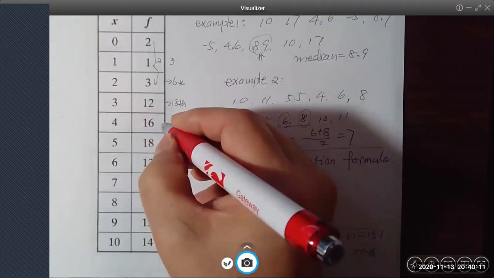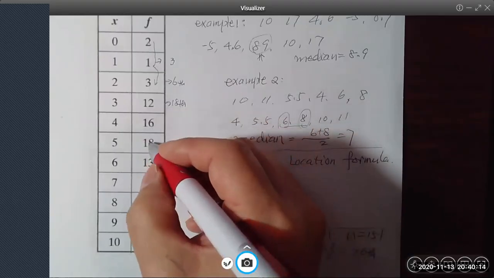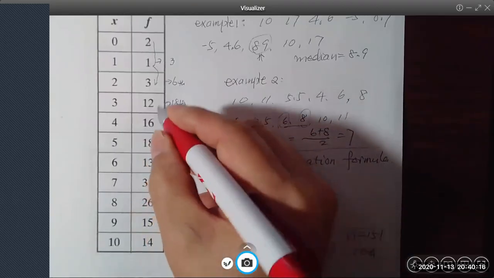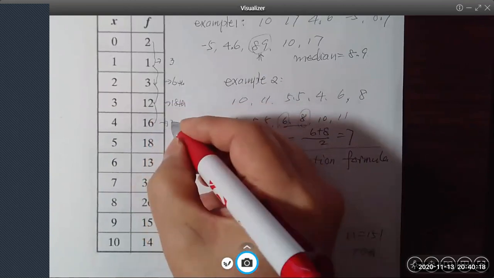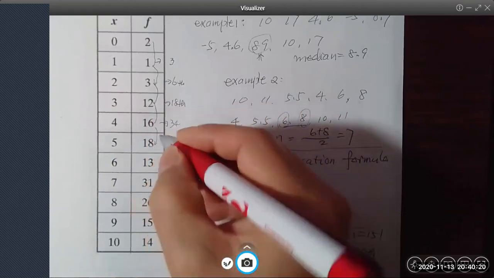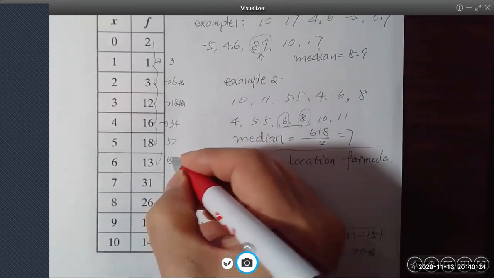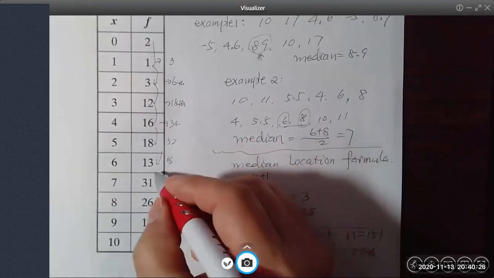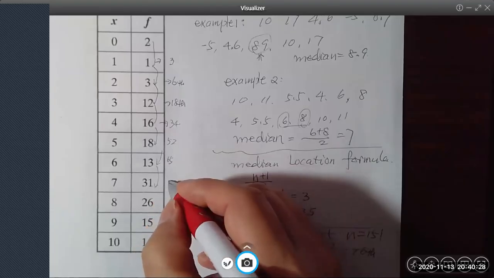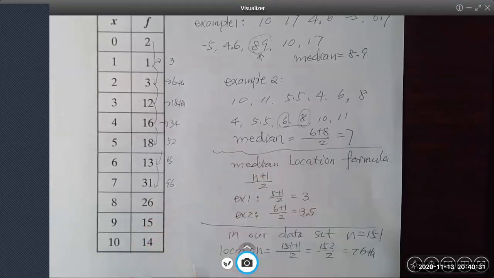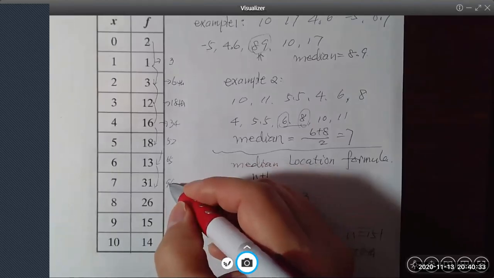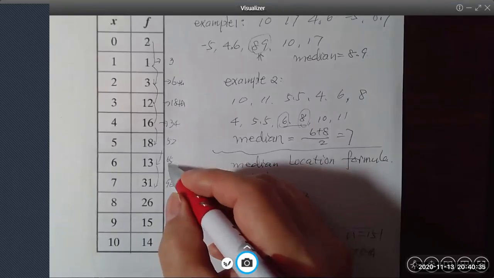16, 34. Let me write this down. After you add them together, this is 34. Add them together, that's 52. Add them together, 65. Now close to 76, right? If you add one more, this is going to be 96. It's over. So 76 must be somewhere in the middle, right?